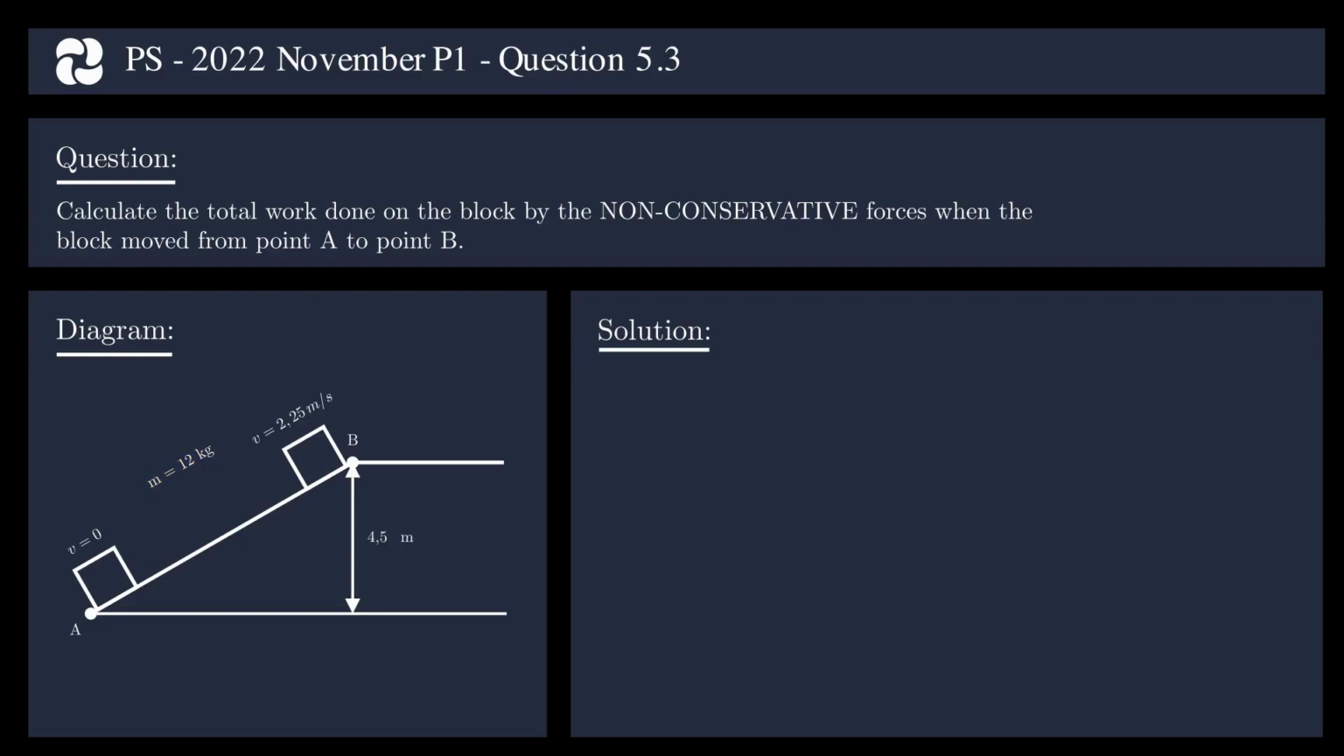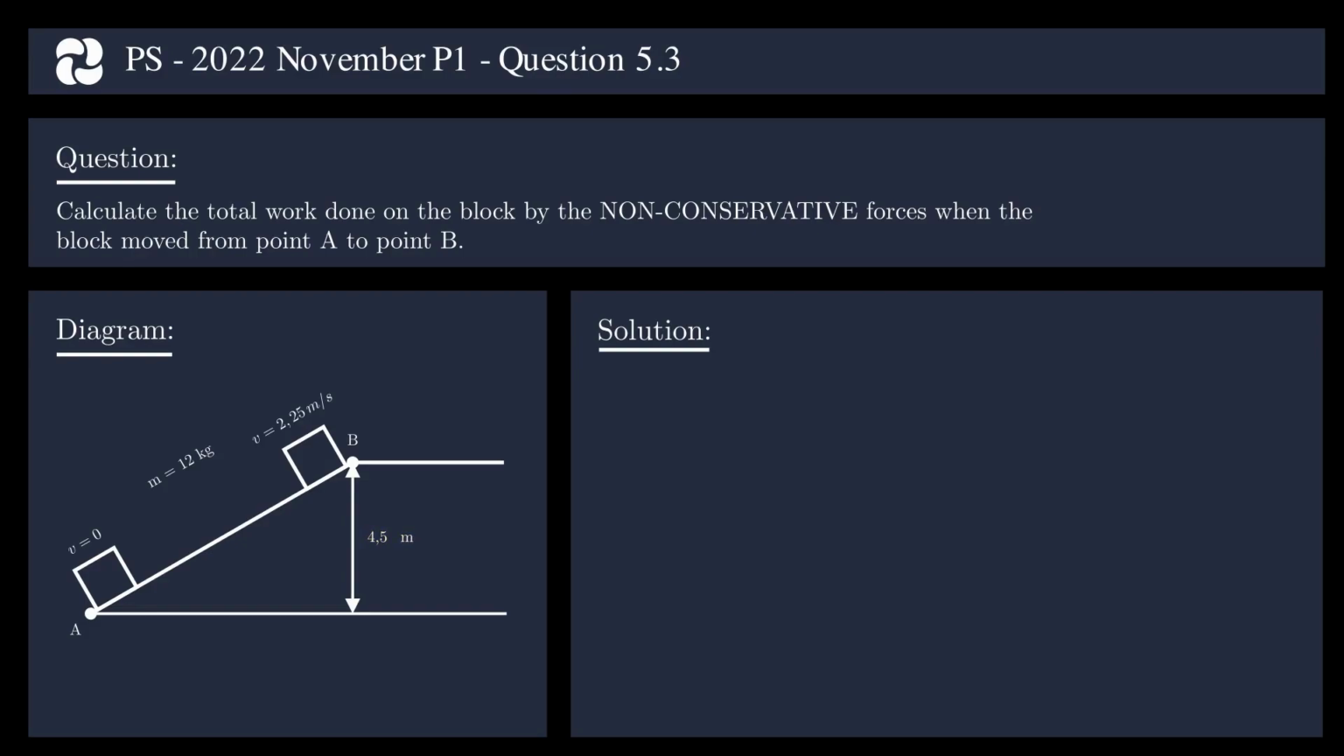The mass of the block is 12 kilograms. Initially, the block is stationary at point A, meaning its speed at this point is 0. It eventually reaches point B with a velocity of 2.25 meters per second. Point B is positioned 4.5 meters above the horizontal.